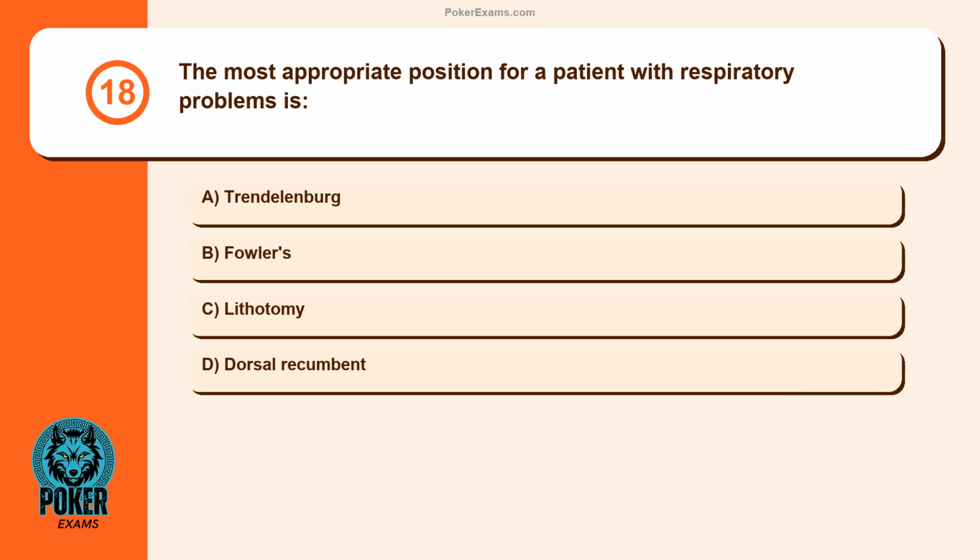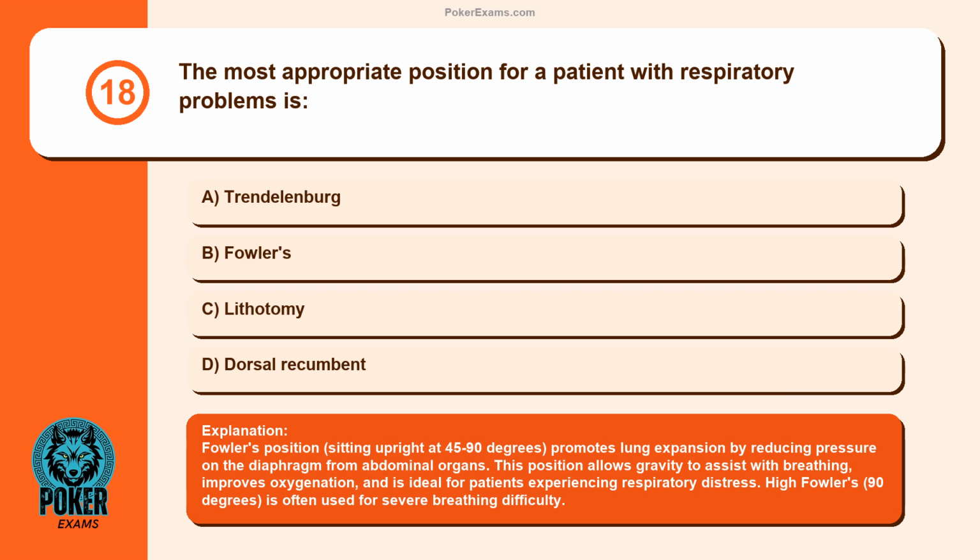Question 18. The most appropriate position for a patient with respiratory problems is: Trendelenburg, Fowler's, lithotomy, dorsal recumbent. Fowler's position, sitting upright at 45 to 90 degrees, promotes lung expansion by reducing pressure on the diaphragm from abdominal organs. This position allows gravity to assist with breathing, improves oxygenation, and is ideal for patients experiencing respiratory distress. High Fowler's, 90 degrees, is often used for severe breathing difficulty.